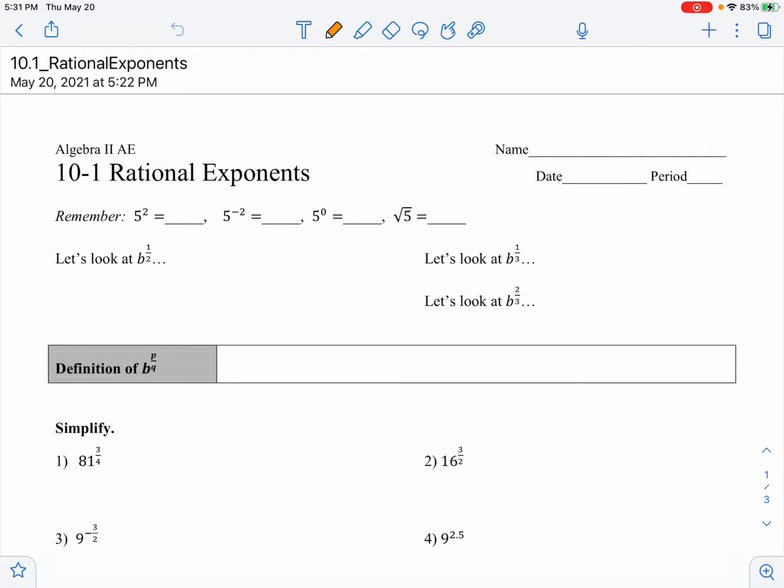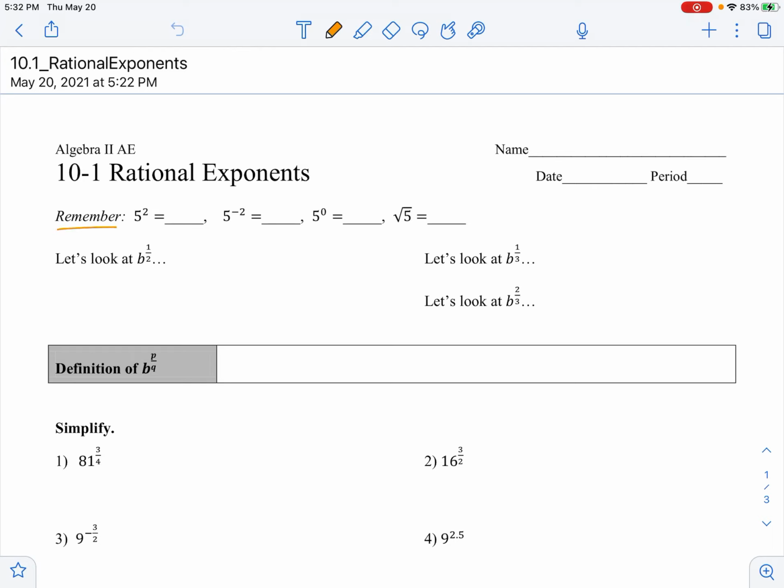Today we're going to talk about section 10.1, which is rational exponents. We've talked a lot about exponents this year, and so hopefully this flows just nicely. You do want to refresh yourself on your exponent rules if you don't remember them. We're going to look at a few of them as we go, so let's take a look and get started.